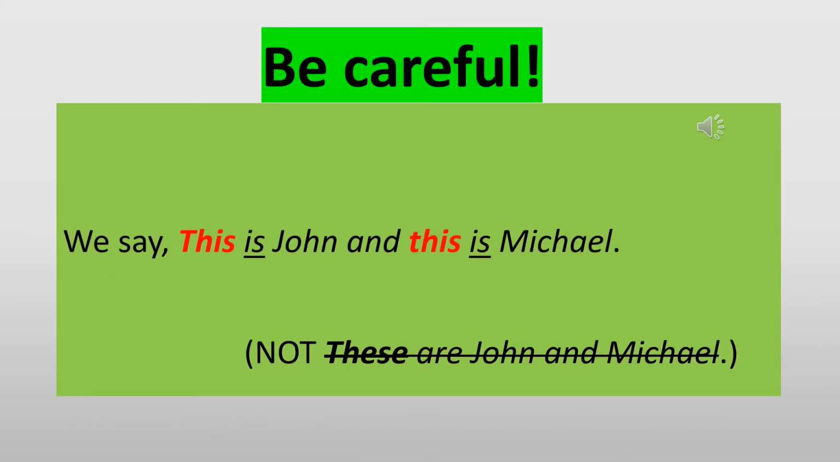Be careful. We say this is John and this is Michael. Not these are John and Michael. Okay. We can say these are my friends, John and Michael, or maybe these are my brothers, John and Michael, but we say this is John and this is Michael. إذن لتقديم الأشخاص نقول مثلا هذا فلان وهذا فلان ولا نقول these are John and Michael.